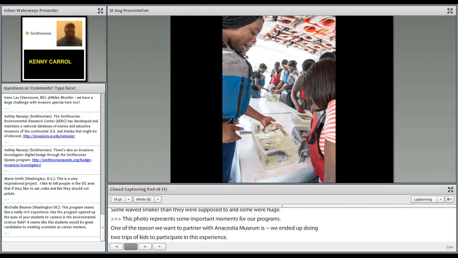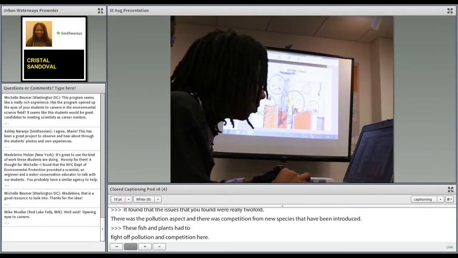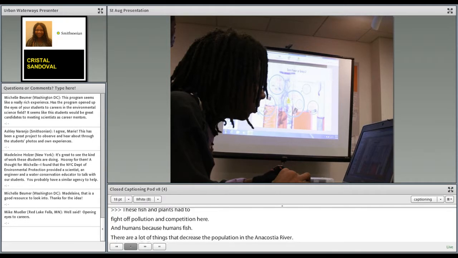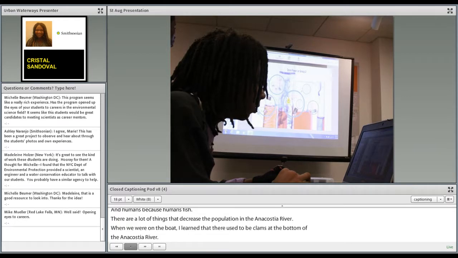I mean, these fish and plants had to fight off pollution and competition. So in the Anacostia River, like when we was on a boat, I learned that there used to be clams at the bottom of the Anacostia River. I mean, they cleanse and detoxify the river, but it's got so toxic that they can't even be there anymore.